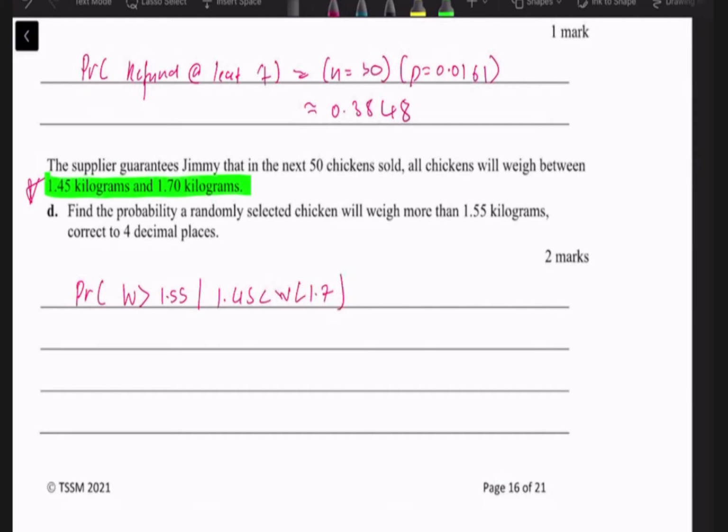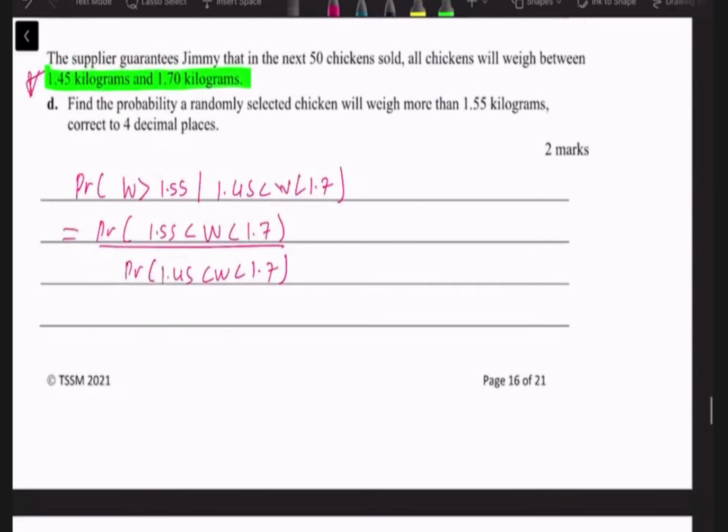So again, the numerator, when we expand this, is the intersection of these two. So it would be the probability that the weight is between 1.55 and 1.7, divided by the given probability. And you can just put this into your CAS, and you should get 0.5044.